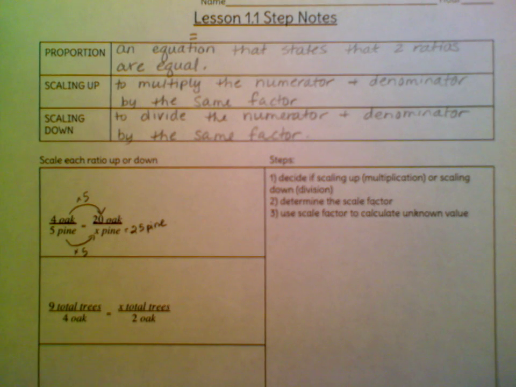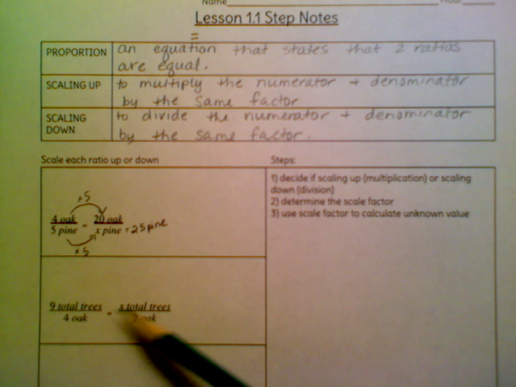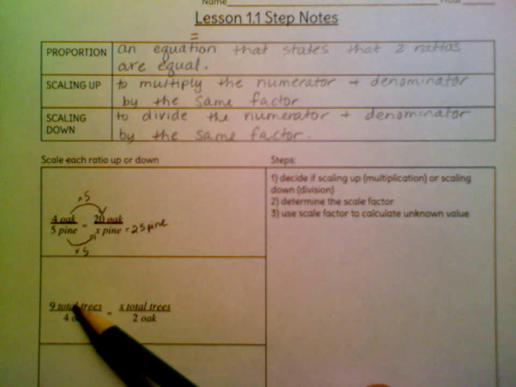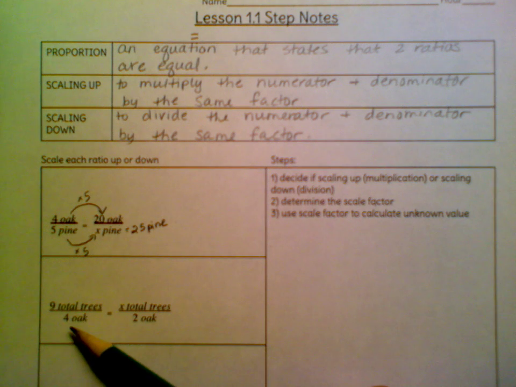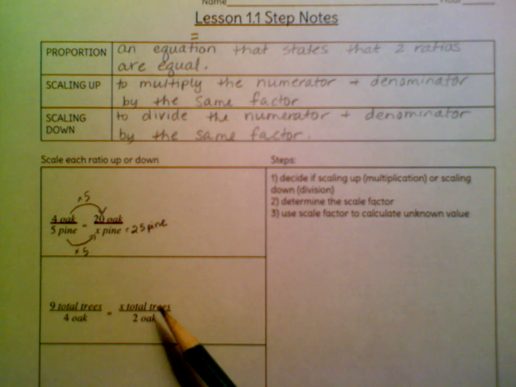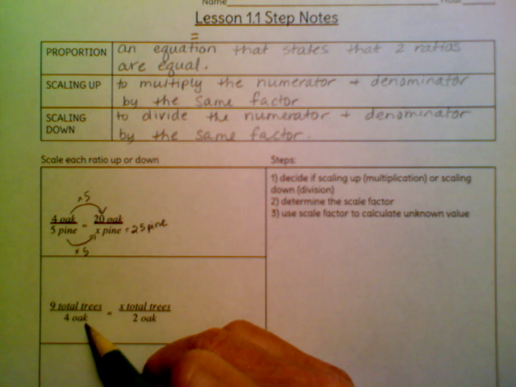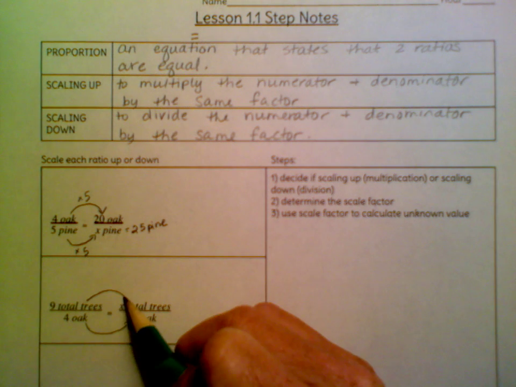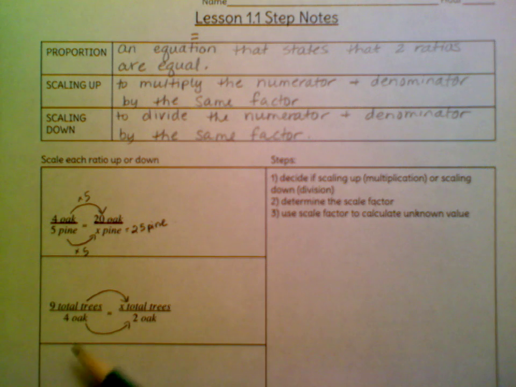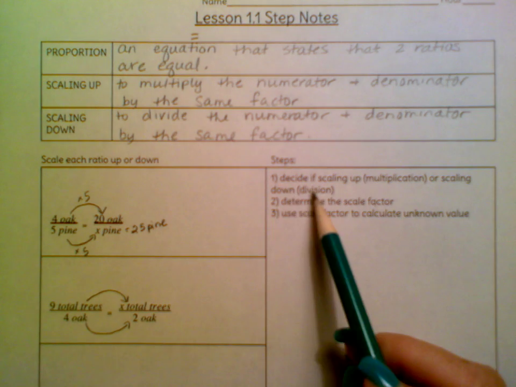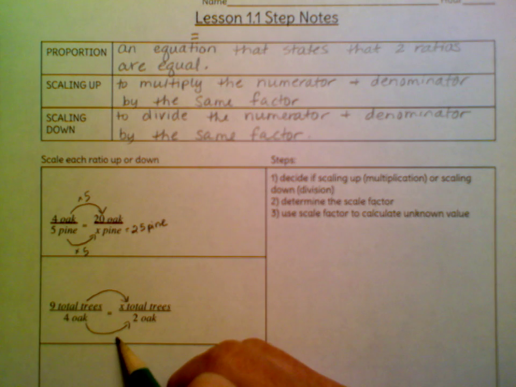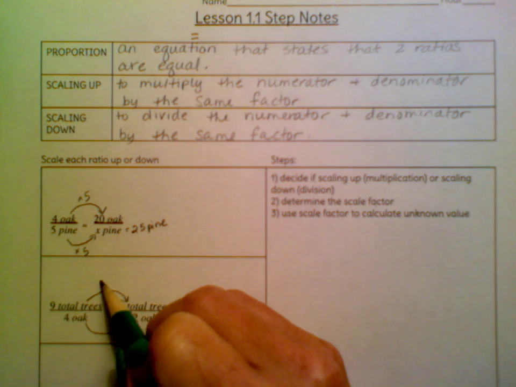So let's take another example. Again, I look for the ratio where I know both parts. I'm looking here. And again, it just has to have the labels match up. So total trees, oak, oak. So I'm starting with the fractional form where I know both. I'm going this way to the unknown quantity. So I'm going from 4 to 2. So now I know I'm scaling down. Scaling down is division. So I'm going to be dividing.